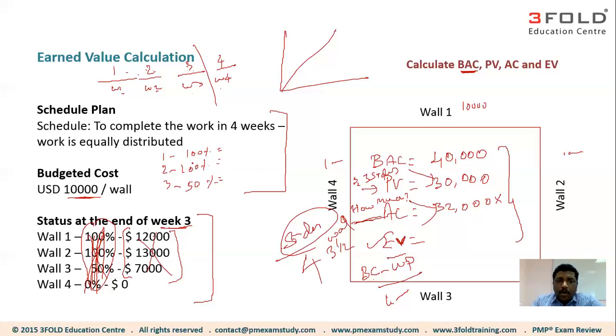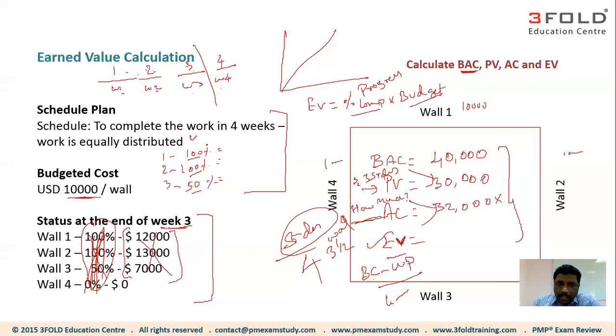Now, wall 1, I completed 100. Wall 2, 100. Wall 3, 50%. The formula to calculate earned value is percentage completed multiplied by the budget. The budget is already known, isn't it? Because each wall is 10,000, right? So what's the formula? Percent complete multiplied by the budget. Either you can say percent complete or you can say progress.